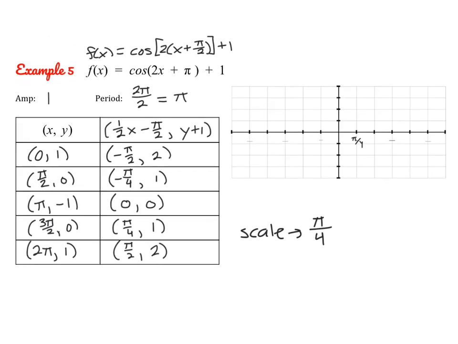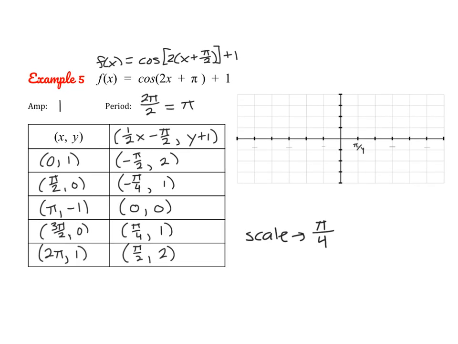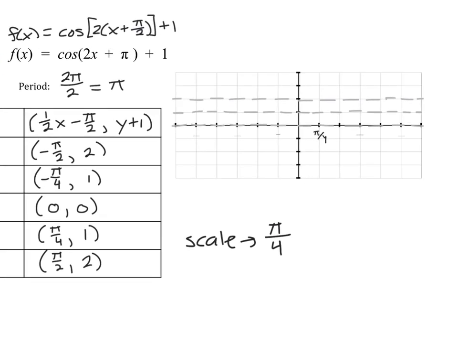Okay, so now let's sketch in our midline. So since our graph was shifted up 1, our midline will also be shifted up 1. This is our midline. Our amplitude is 1, so from the midline you can go up 1 to reach the maximum, or down 1 to reach the minimum. And now we can start plotting our coordinates.